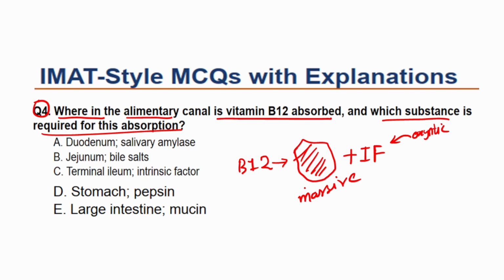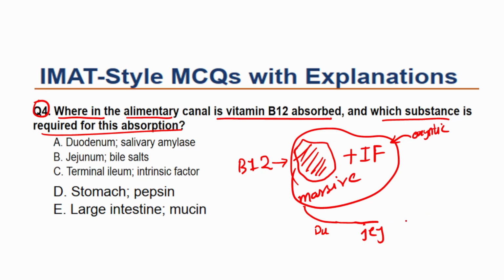This intact complex travels completely unabsorbed through the duodenum and jejunum until it reaches the final segment of the small intestine, which is called terminal ileum, where enterocytes express highly specific surface receptors designed to recognize this complex via endocytosis. Therefore, the correct answer is C, terminal ileum intrinsic factor.